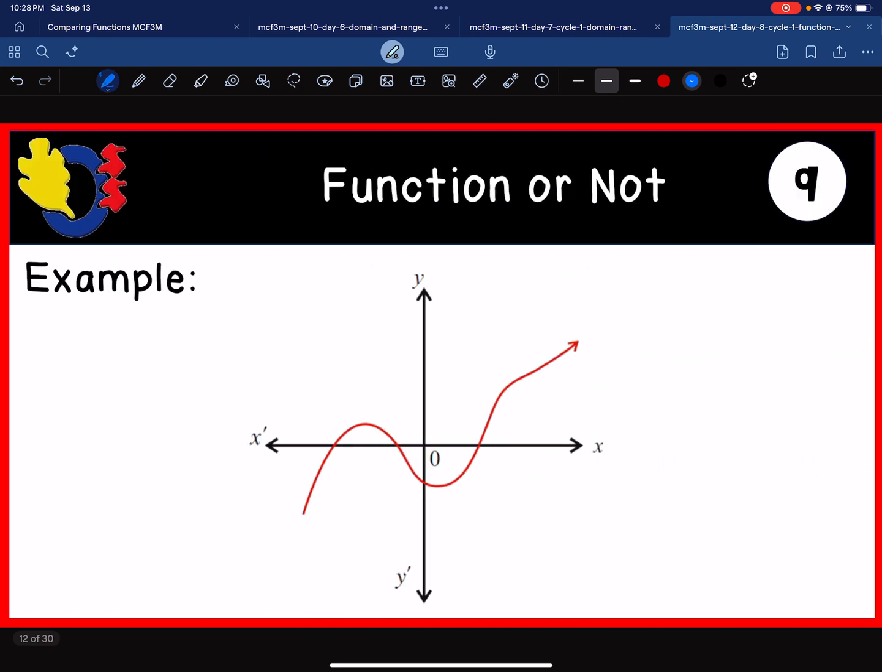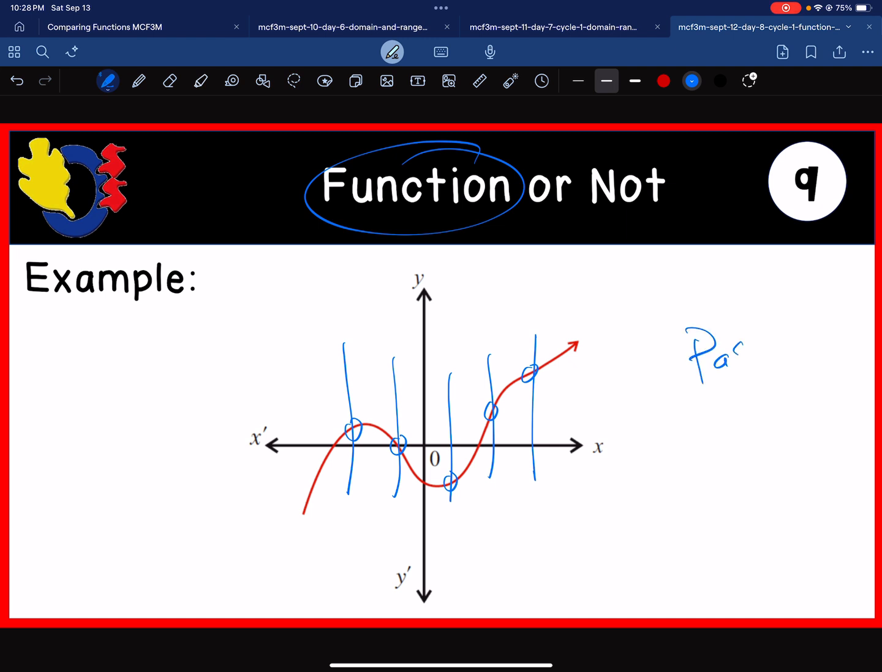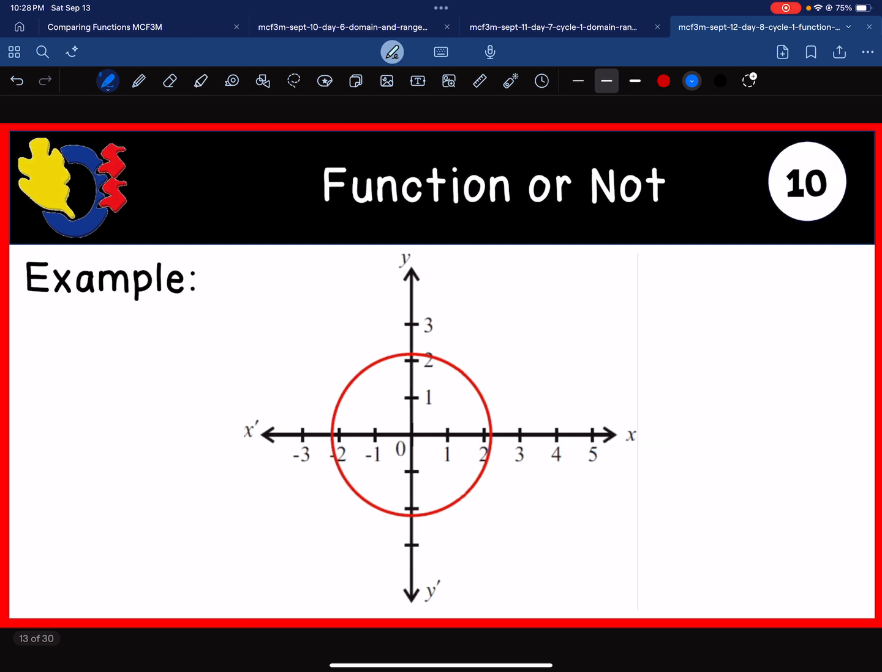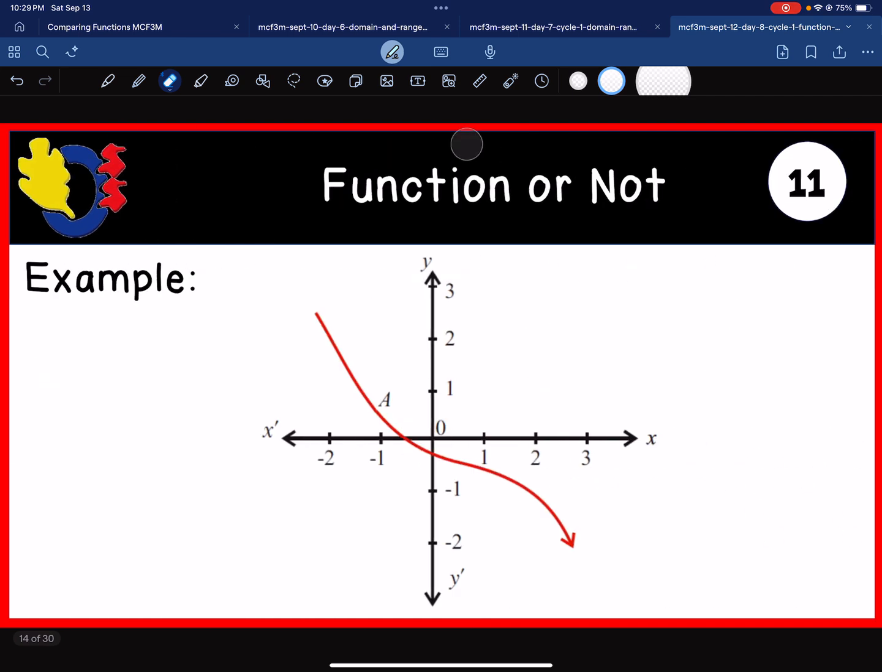Okay. Next example, if I were to draw vertical lines, it doesn't matter where we draw the vertical line, it just hits the function 1 time. So this is a function, it passes the VLT. Okay, a circle will fail the VLT, so it's not a function. Okay, this passes the VLT, so it's a function.